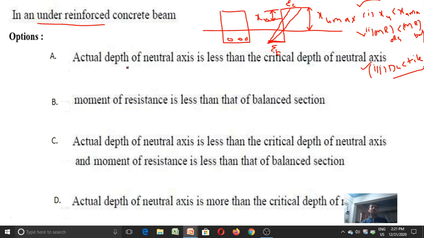What is the first option? Actual depth of neutral axis is less than the critical depth of neutral axis. Okay, it is an accepted point. Let's see if any other options are better than this option.